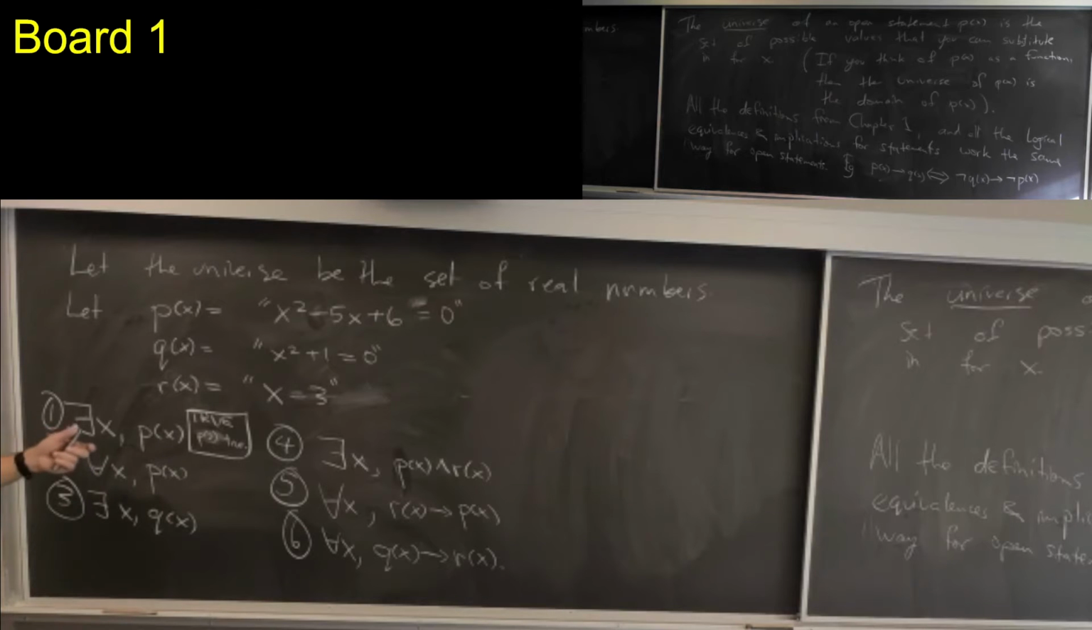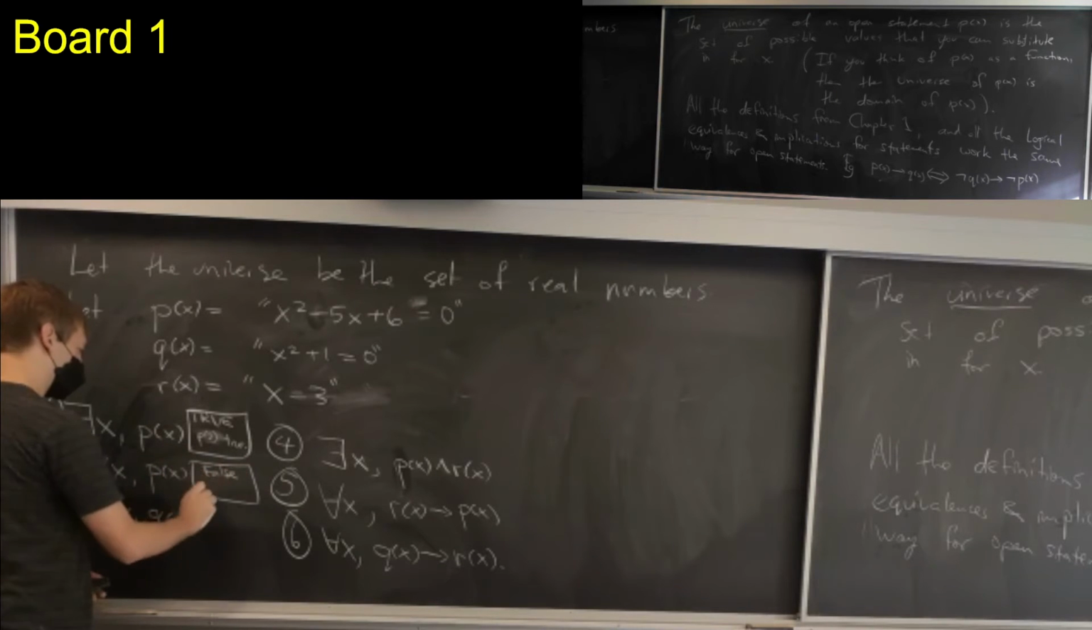How about the second one? For all x, P(x). Yeah, very false, because P of 0, for example, is false.